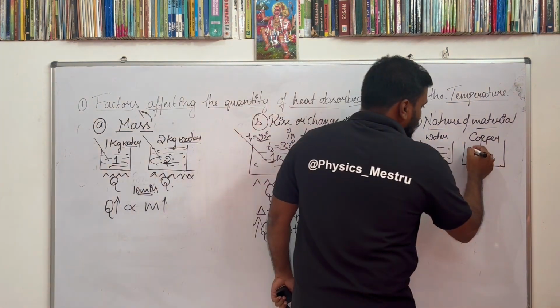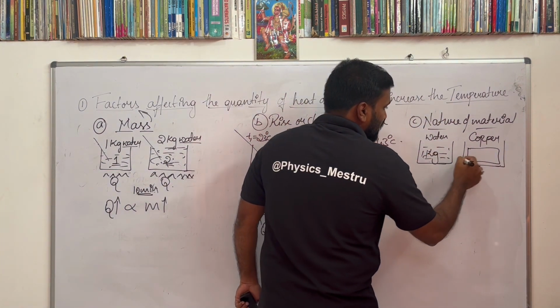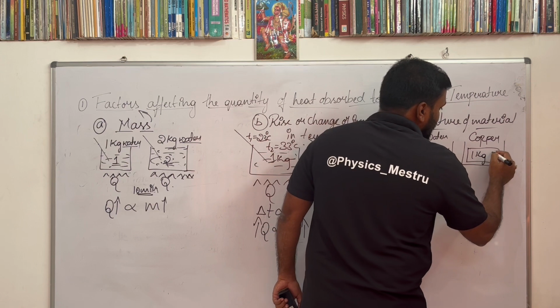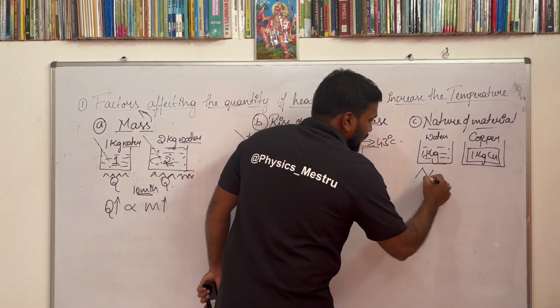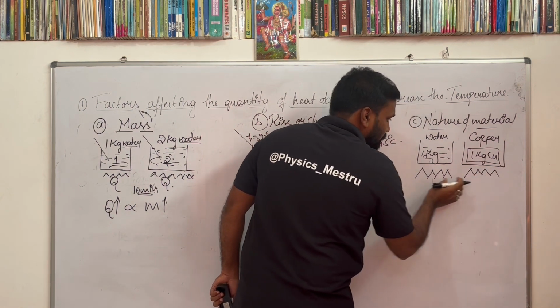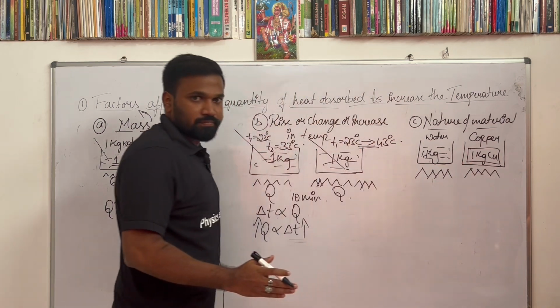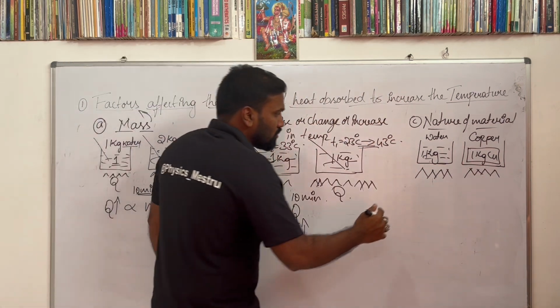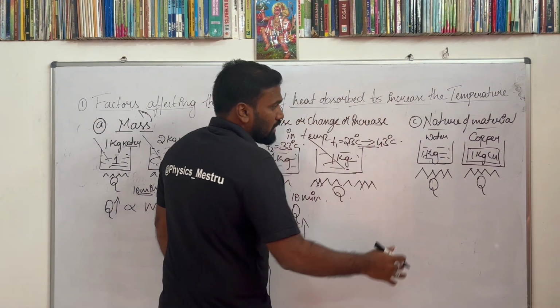Clear? Yes. So I put 1 kg of water here, also 1 kg of water, and 1 kg of copper. Now I will give the same amount of heat. These arrow marks: if I write 4 arrow marks, that means I am giving the same amount of heat energy. Clear? Yes, fine.